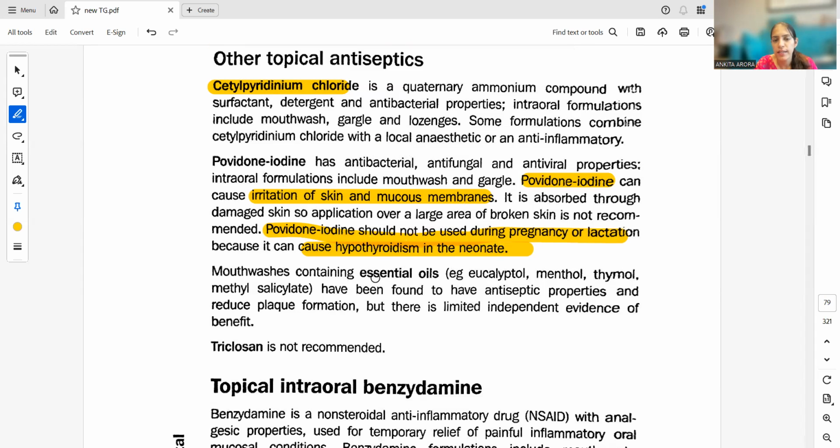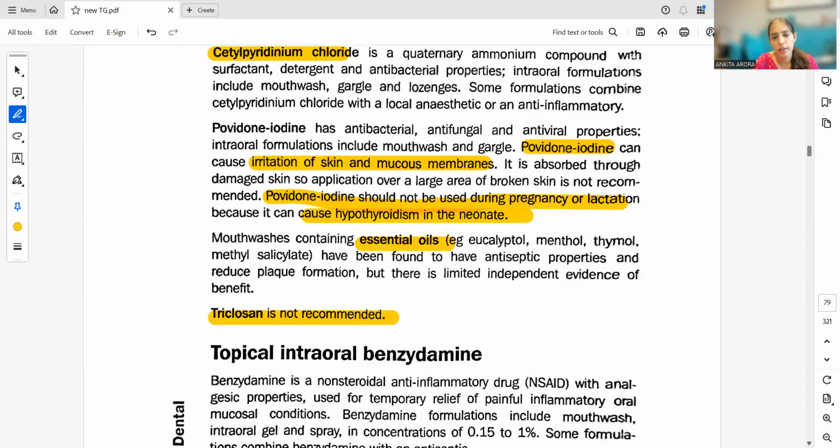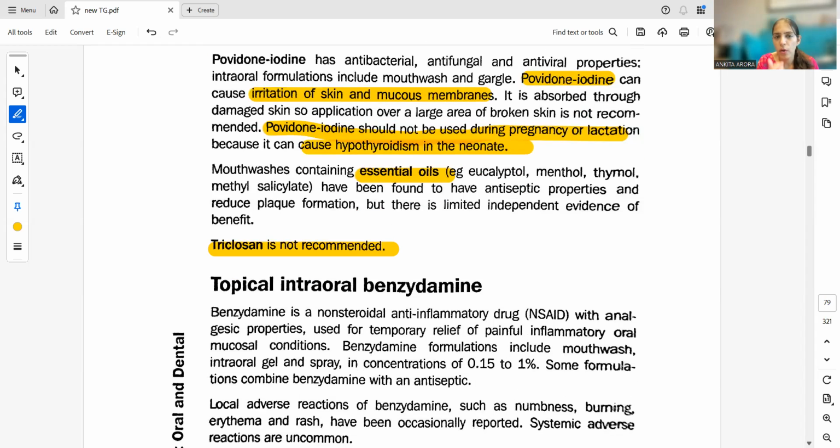Mouthwashes containing essential oils like eucalyptol, menthol, thymol, and methyl salicylate have been found to have antiseptic properties and reduce plaque formation, but there is limited independent evidence of the benefit. Triclosan is not recommended. So these were all mouthwashes which had antibacterial properties.